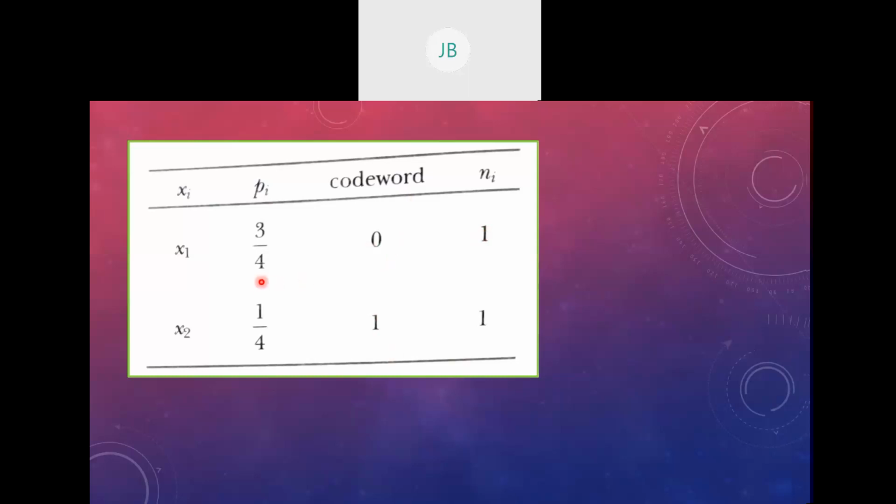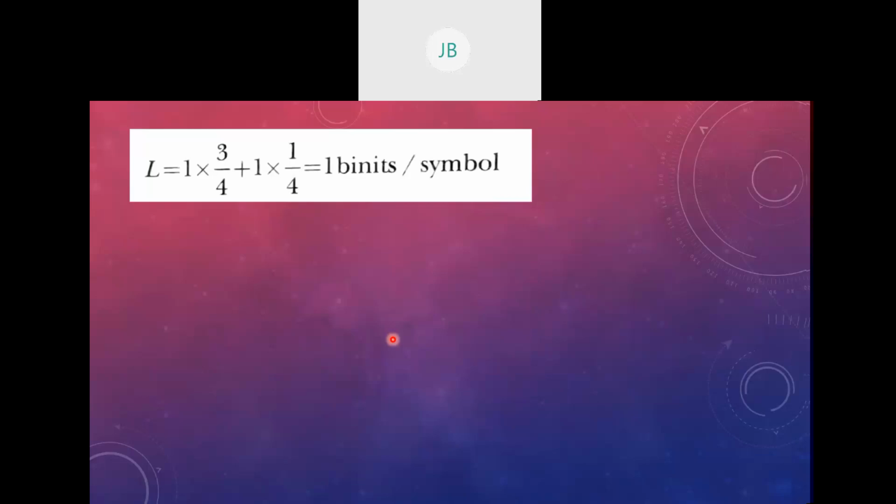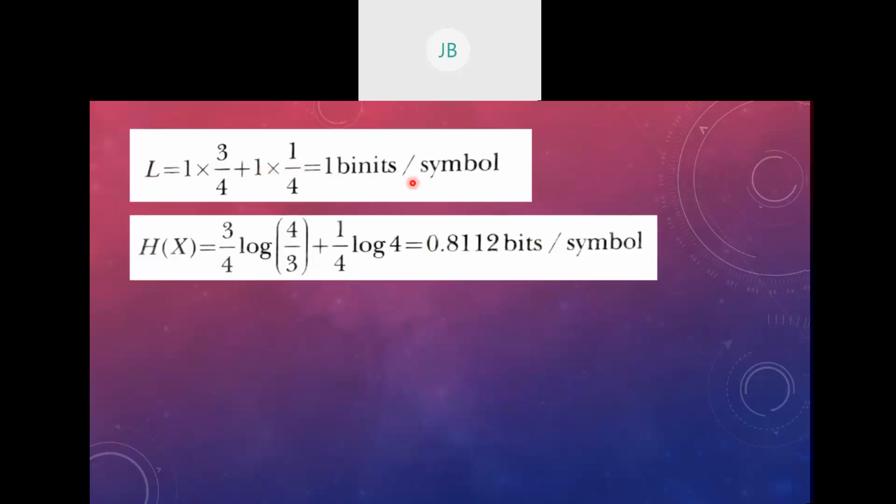Since there are only two elements, we have to do just the division once, that is, make two groups. Top group has a 0, bottom group has a 1, and that's it. We cannot do any more grouping. Then we find the average code length, that is Ni multiply Pi, which is 1 bit per symbol. Then we find the entropy, that is Pi log 1 by Pi for both, which is 0.81 bits per symbol.